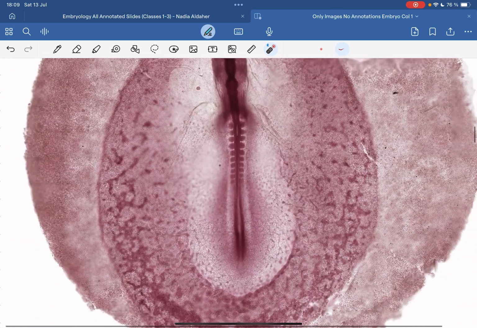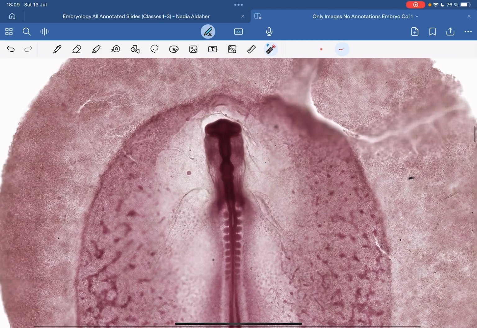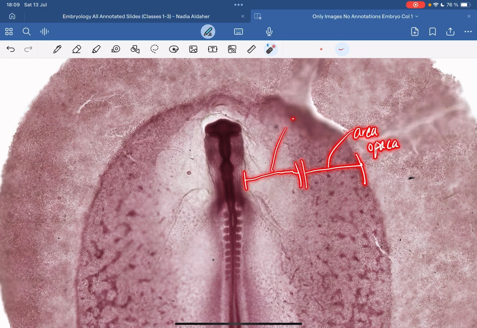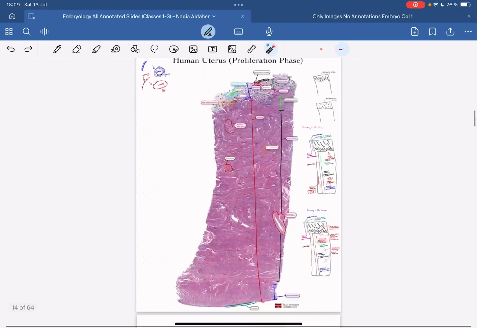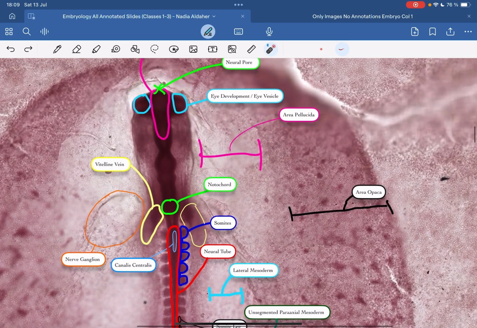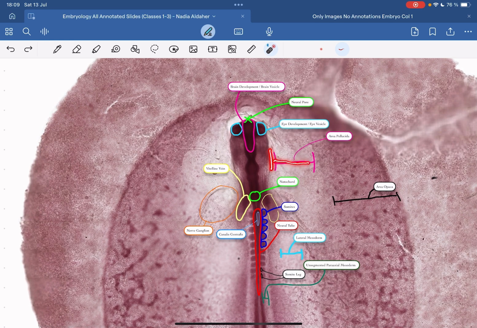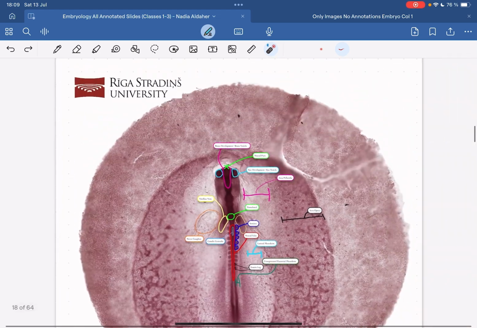Another set of layers that I'd like to mention is the area opaca and the area pellucida, I think it's called. Pellucida? Maybe. Let me double check. Yeah, area pellucida and area opaca. So the area pellucida is this lighter area, like the name suggests, and the area opaca is this more opaque area that is a lot darker. I think that's it.